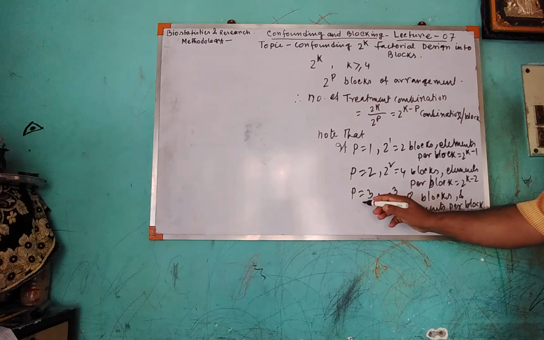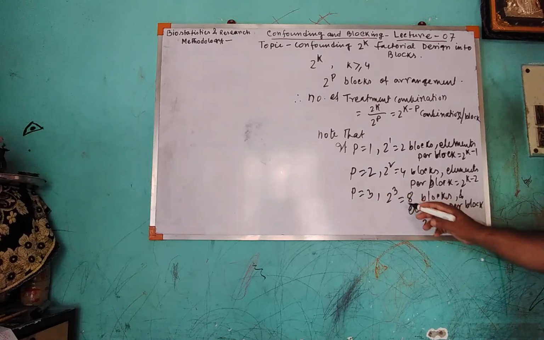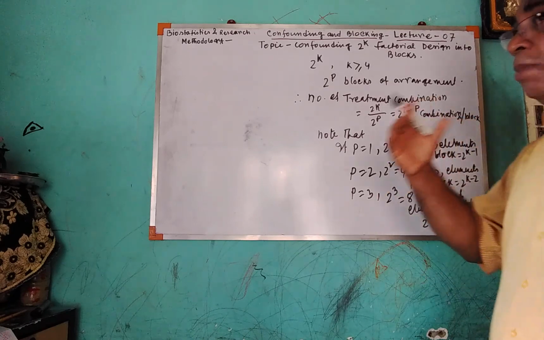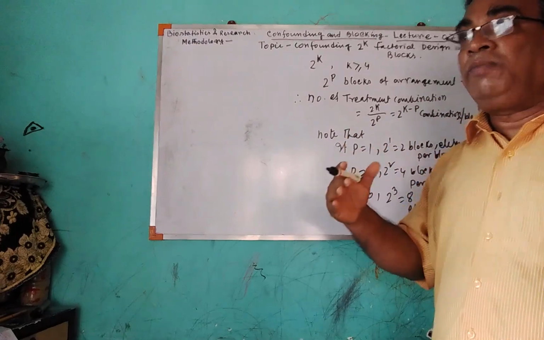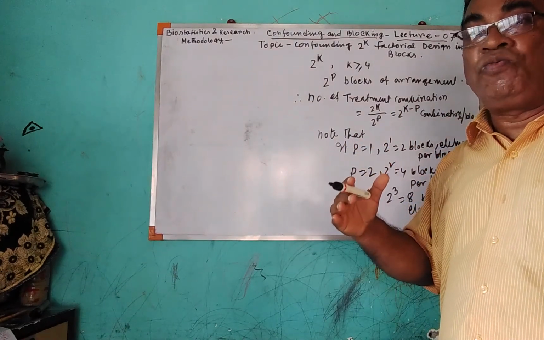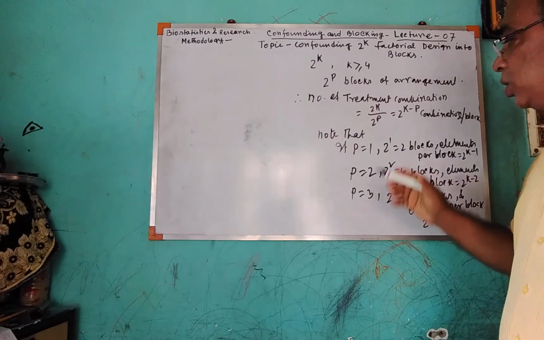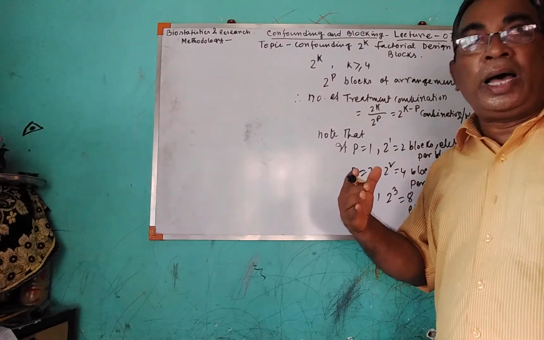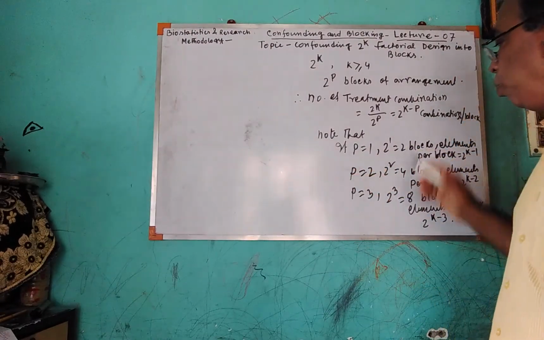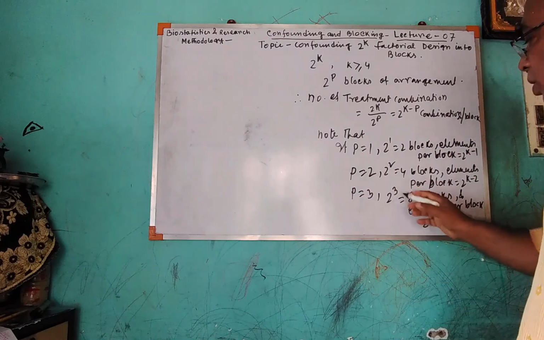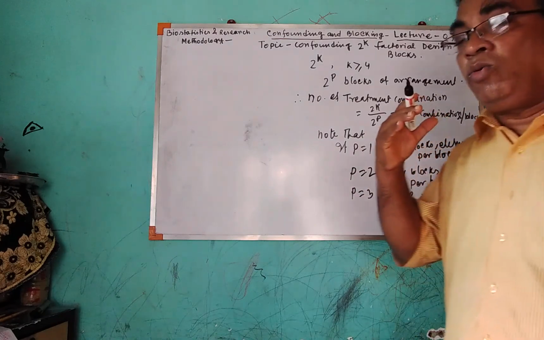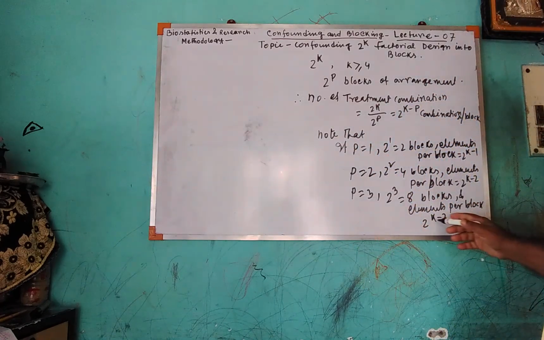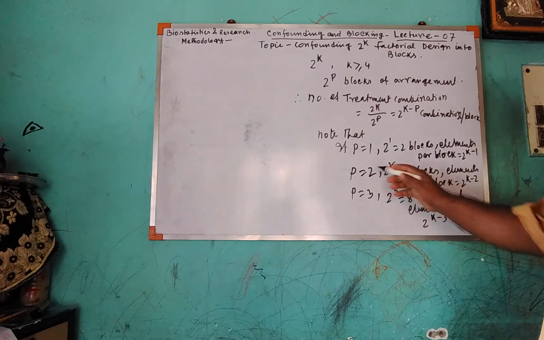Okay, similarly if p equals 4, then 2 to the power 4, that means 16 blocks. There will be 16 blocks. Try to understand. If p equals 2, that means we are arranging the whole treatment combination into 4 blocks. If p value is 1, then we are arranging the treatment combination into 2 blocks. If p equals 3, that means 2 to the power 3, that means 8. We have to arrange the treatment combination into 8 blocks, and each block contains 2 to the power k minus 3.